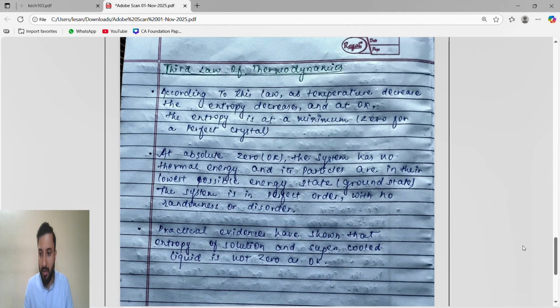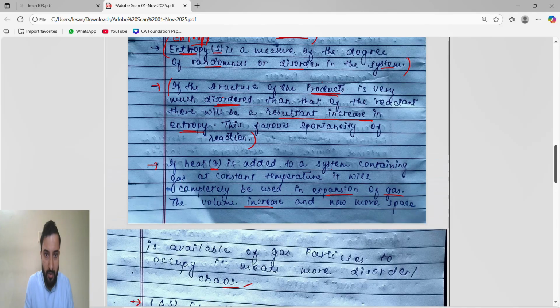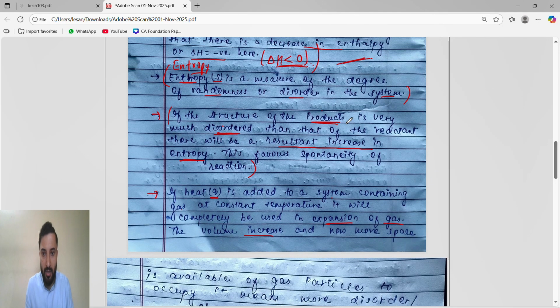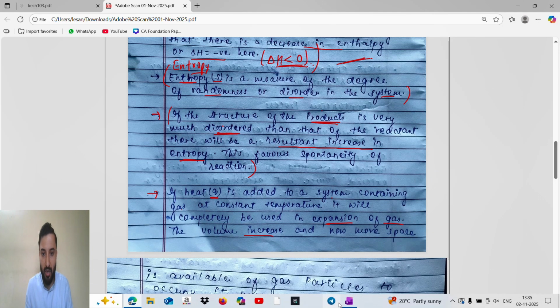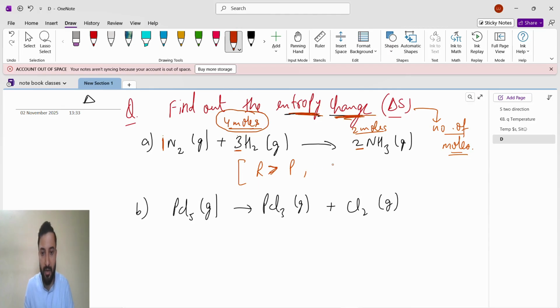If product is more, then what happens? It will result in an increase in entropy. Here which is more? Reactant is more. Reactant is more means the reactant is greater than the product for the number of moles. If reactant is more, it means delta S is negative, or delta S is less than 0.